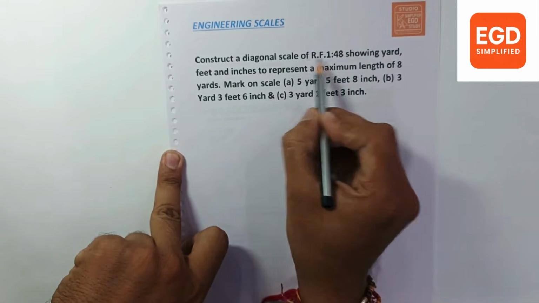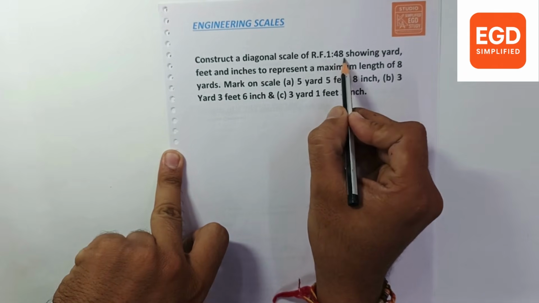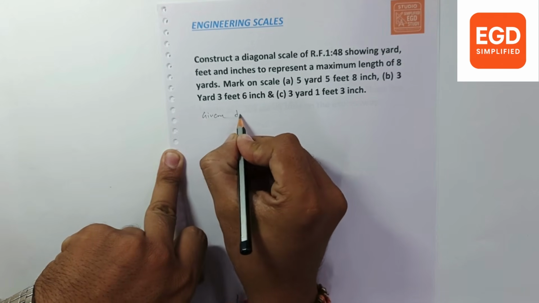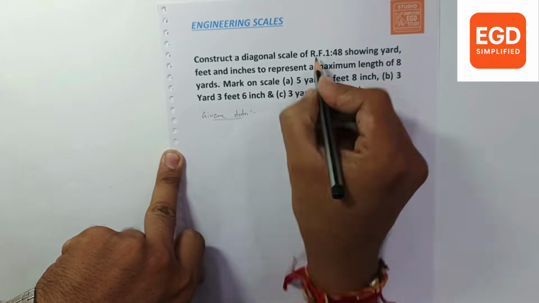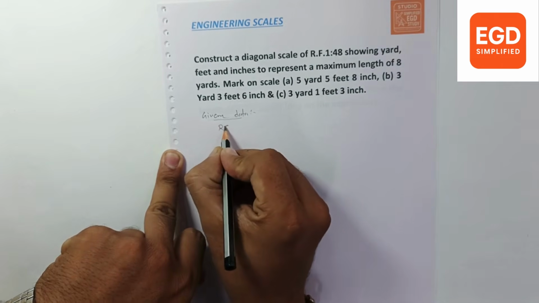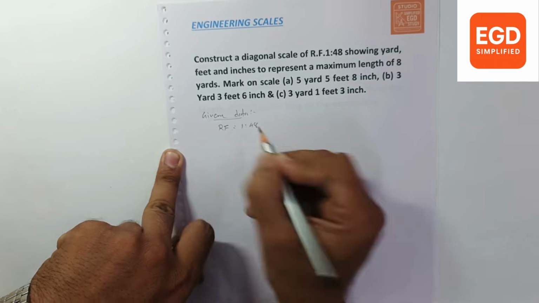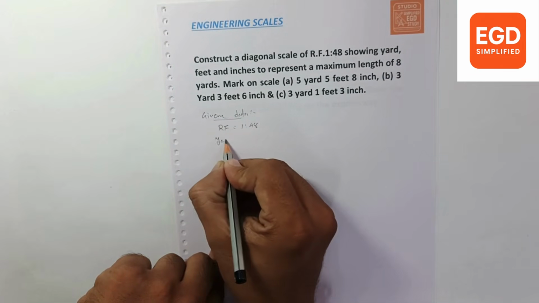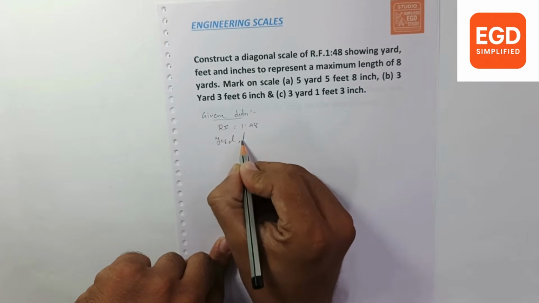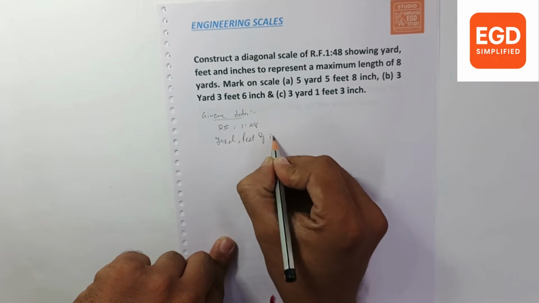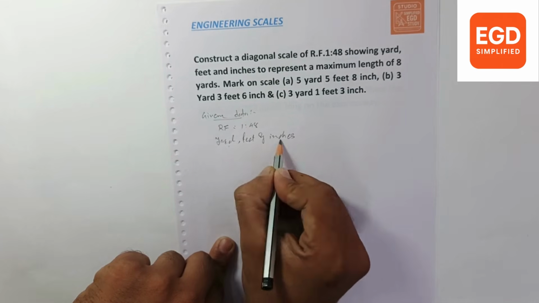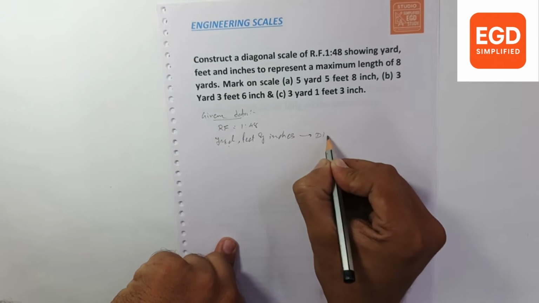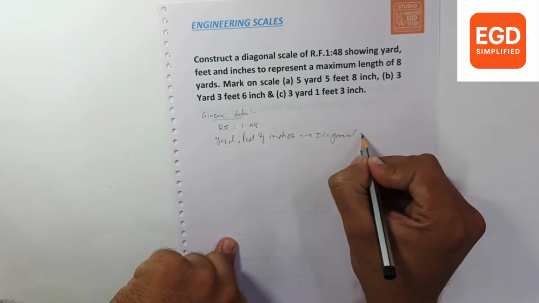Construct a diagonal scale of RF 1:48 showing yard, feet and inches. So given data, RF is given, RF is equal to 1:48, and it is required to show yard, feet and inches. So here are 3 different units, so we have to draw a diagonal scale.